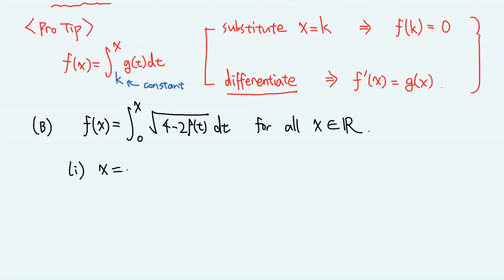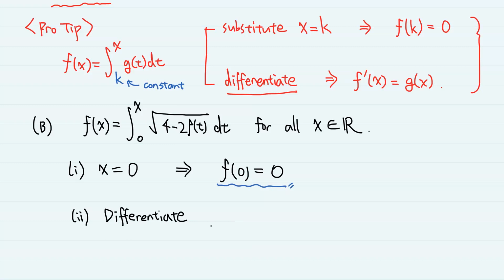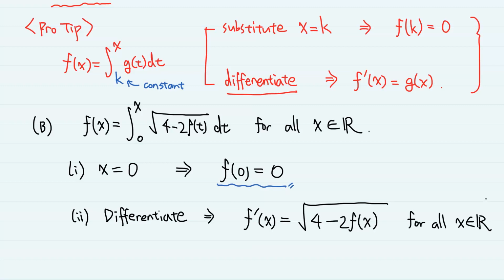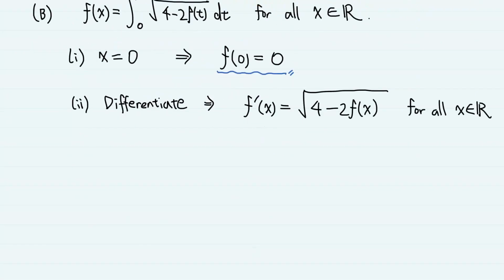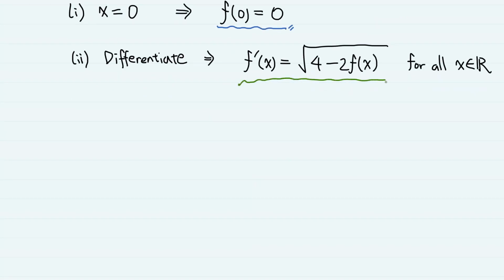So first, set x equals 0. Then we obtain f(0) equals 0. Right, so we have obtained one condition. Next, we differentiate both sides. Then we obtain f prime of x, the derivative, equals the square root of 4 minus 2f(x) for all real numbers x. So now we have some sort of radical differential equation.